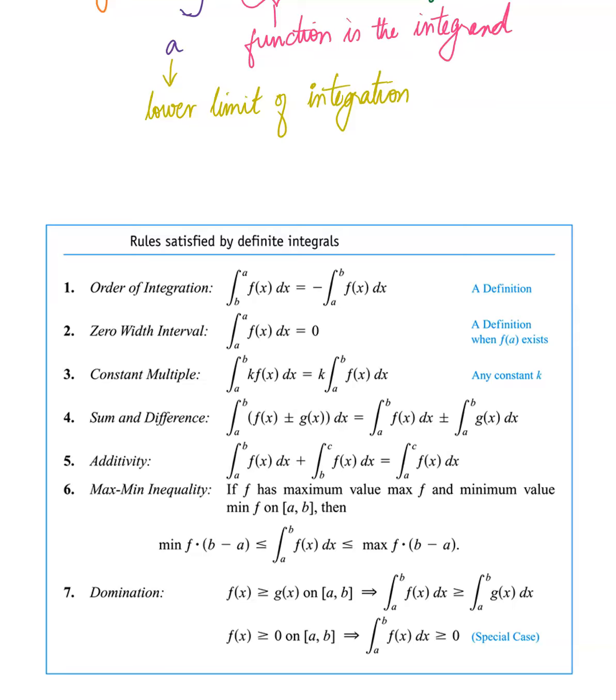Additivity, as you can see, if you wanted to add the integral from a to b of f of x dx to the integral from b to c of f of x dx, going from a to b and then b to c for that same function, that means it's as if you went all the way from a to c, and that's what the additivity rule says. Then you have the max and the min.